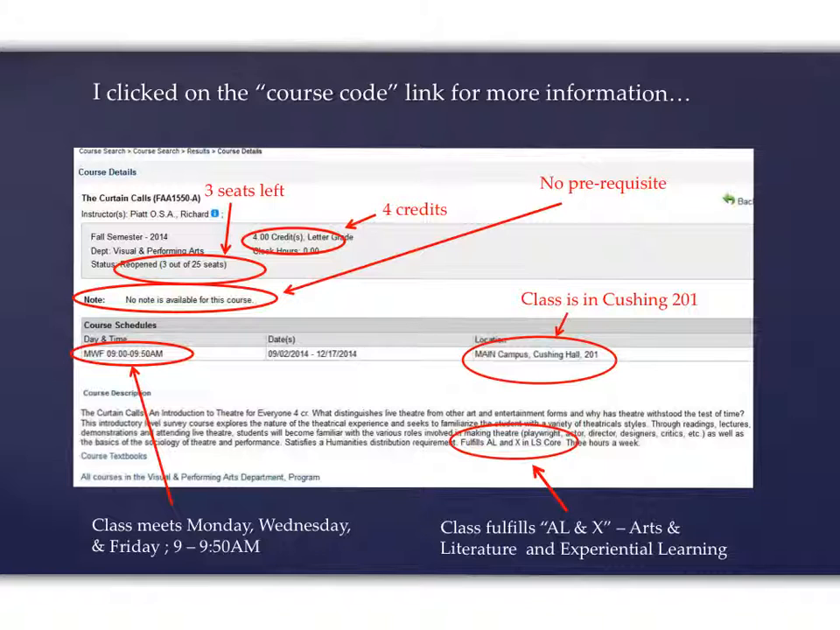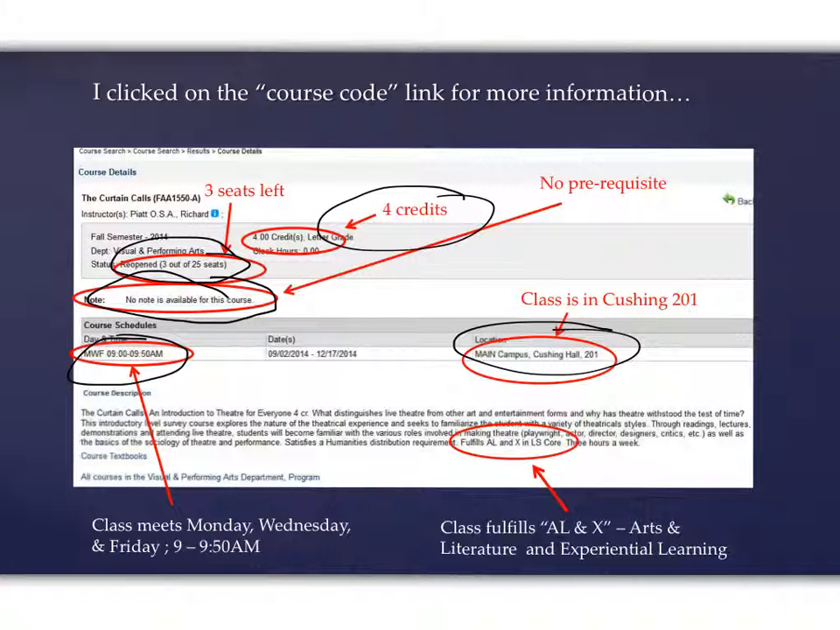In order to find more information about this course, I clicked on the course code link. First we see, again, Monday, Wednesday, Friday, 9 to 9:50. Class is reopened. It says there are no notes here, so no special information to know about whether there's a specific requirement in order to sign up for this class. Again, 4 credits. We see this class meets in Cushing Hall 201.